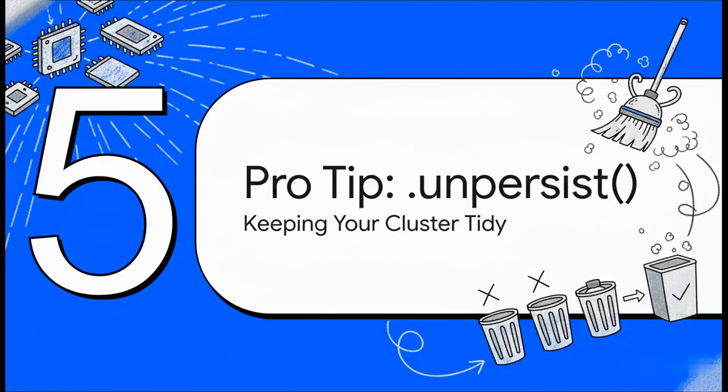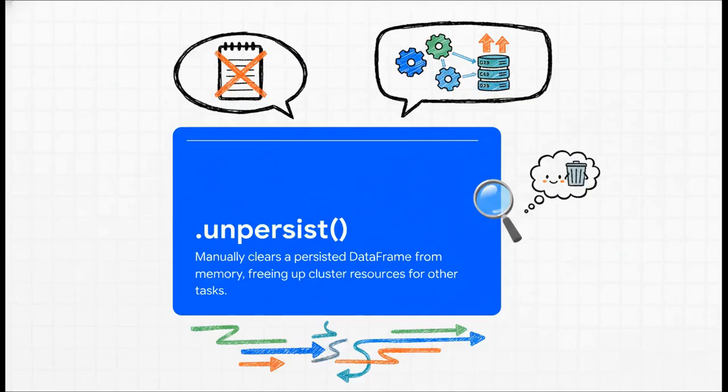I mean, giving Spark a memory is great, but a good data engineer always cleans up after themselves. And this brings us to a super important pro tip, using .unpersist to keep your cluster tidy and efficient for everybody else. So if persist is like telling our assistant to write something down on a notepad, unpersist is us telling them, okay, we're done with that now, you can toss that note out. It manually clears the data from memory. And this is so critical because it frees up all those valuable cluster resources for the next task, or maybe for the next person using the cluster.